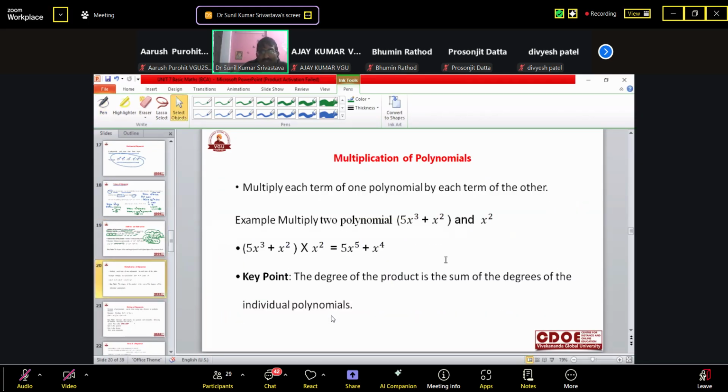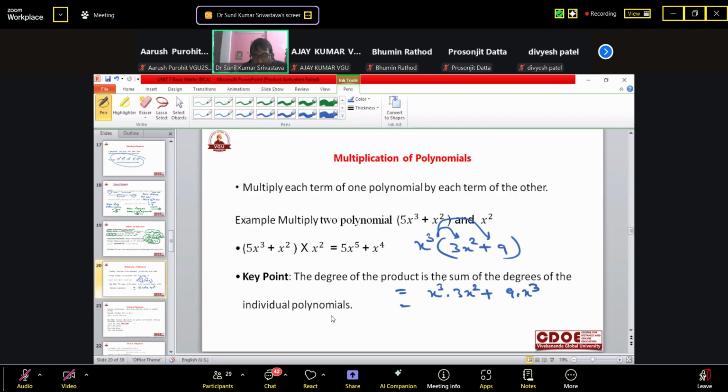Multiplication is a very easy task. Suppose you have the expression 3x square plus 9, and we're going to multiply it by the next polynomial expression, x cube. What happens? First of all, 3x square is multiplied by x cube, and after that 9 is multiplied by x cube.